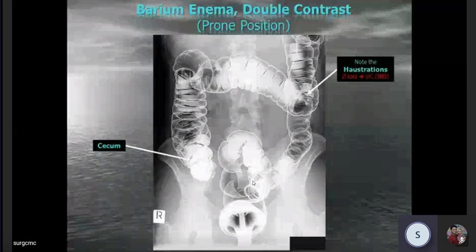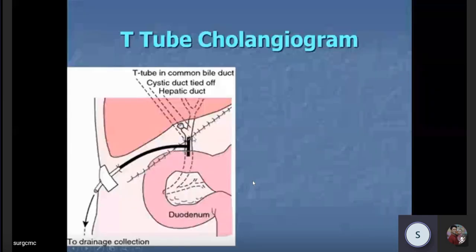T-tube cholangiogram, a very simple thing to understand. For your understanding, please understand, we operate on the gallbladder, remove the gallbladder. We know there may be stones in the CBD. CBD stones, a better way to take them out is via ERCP. If you don't have an ERCP facility or you are going for an open surgery, you remove the stone from the common bile duct via incision, remove the stone, then put a tube inside the common bile duct, that is known as a T-tube. So it looks like a T.